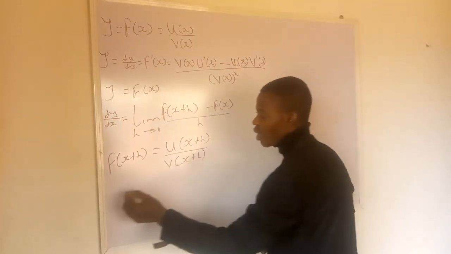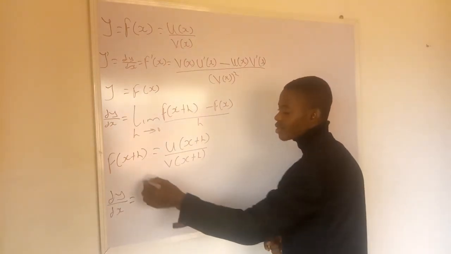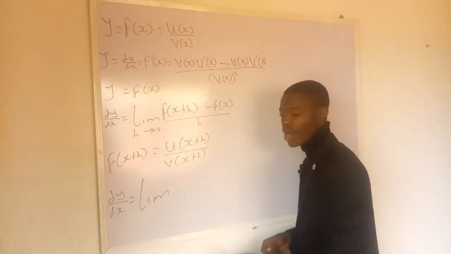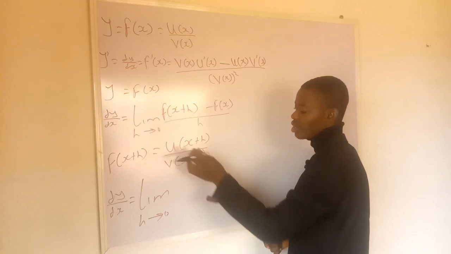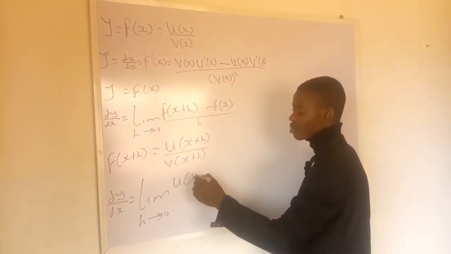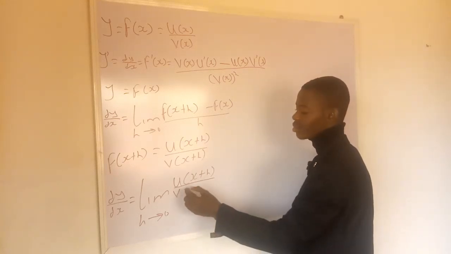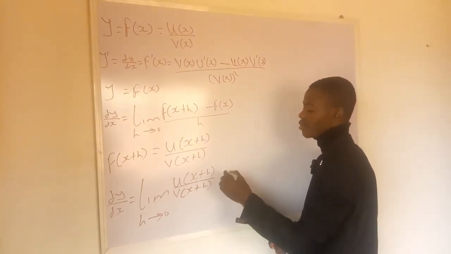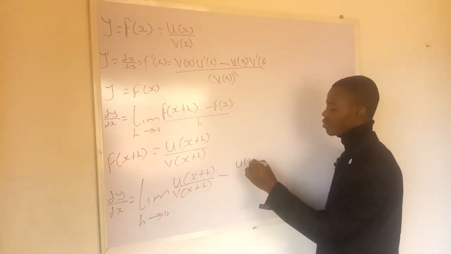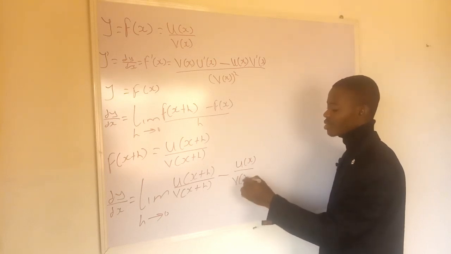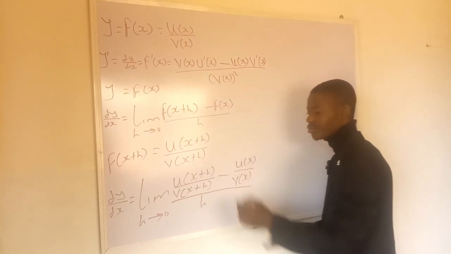Okay, perfect. So now we have dy dx equal to the limit as h approaches 0 of f of x plus h. We got that to be this, that's u of x plus h divided by v of x plus h, minus f of x, that is this, that's u of x divided by v of x, and everything entirely is divided by h.